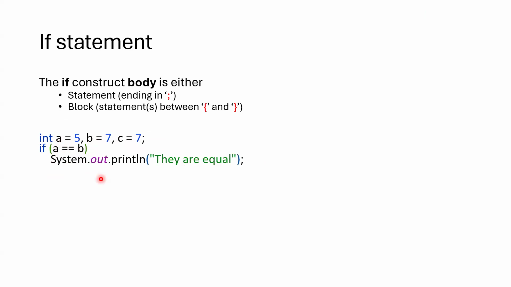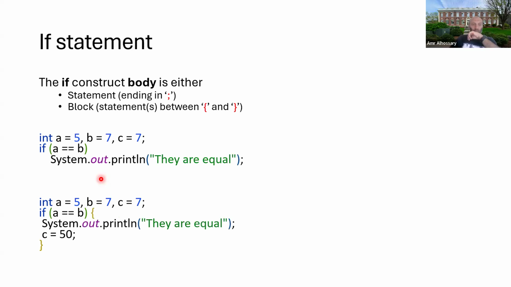If a and b are the same value, then when you click run, it'll say that they are equal. Now you see a equals 5, b equals 7, c equals 7. What will these lines print? Since a and b aren't equal, it won't print that message. It will not print anything.